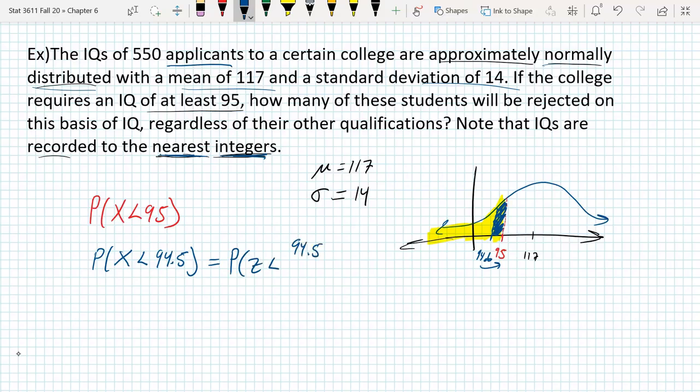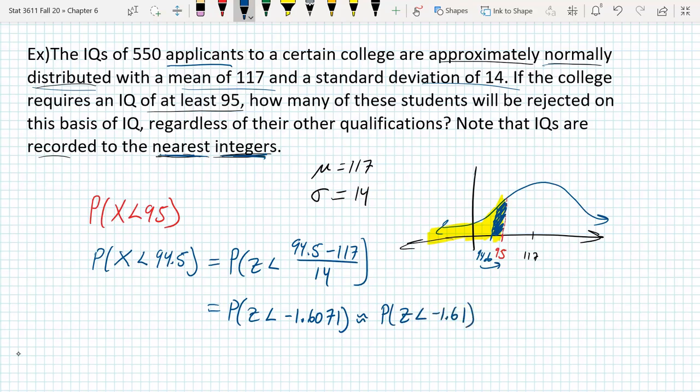We have a mean of 117, so we can subtract the 117, divided by 14 there, the standard deviation. And so this is the probability then that a standard normal random variable is less than, what is 94.5 minus 117, divided by 14? I have got negative 1.6071, which is pretty close to negative 1.61.